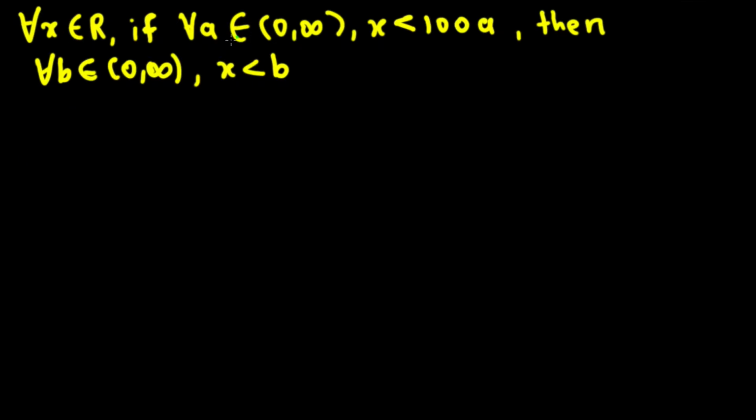Let's see how to prove this proposition. Here this proposition says for all x belongs to real number, if for all a belongs to 0 to infinity, x is less than 100a, then for all b belongs to 0 to infinity, x is less than b.